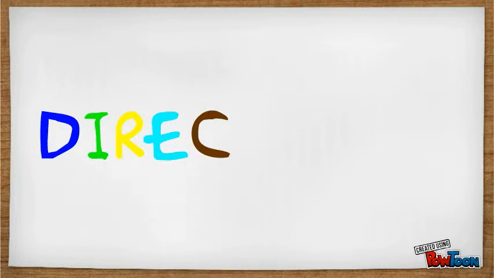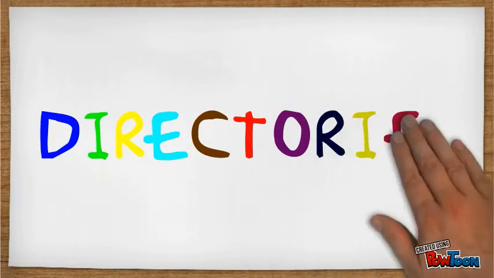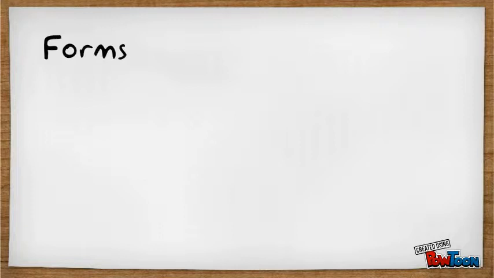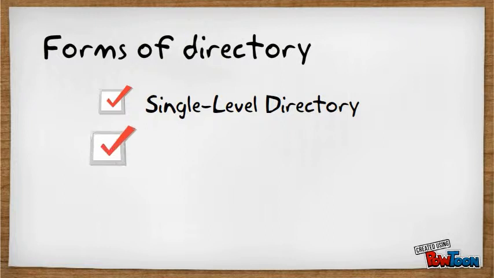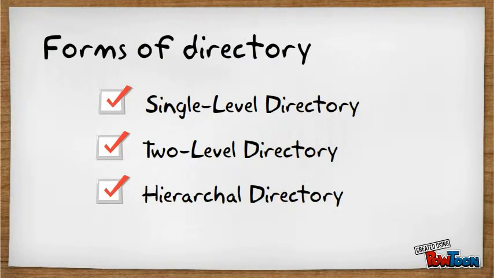We will be discussing directories. We have three different forms of directory: first, the single-level directory, next is the two-level directory, and lastly, the hierarchical directory.